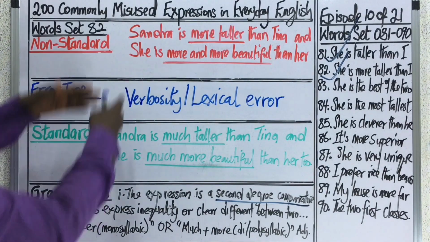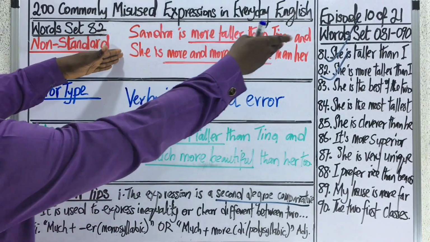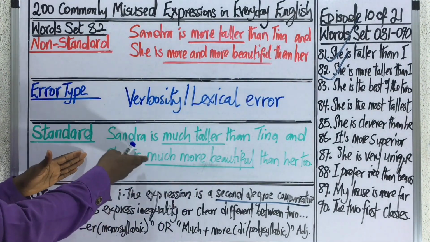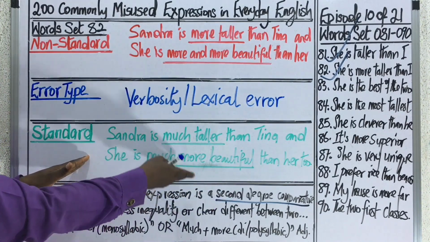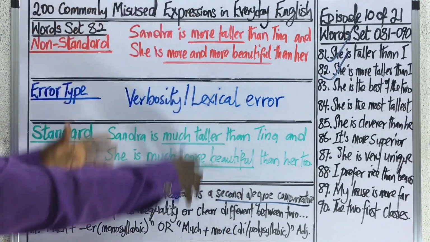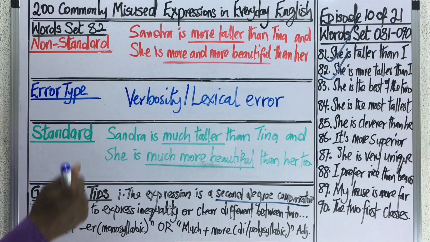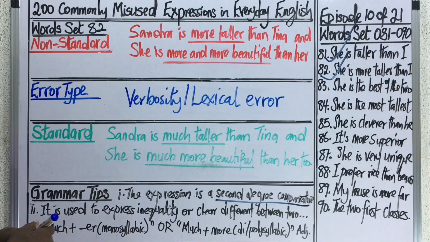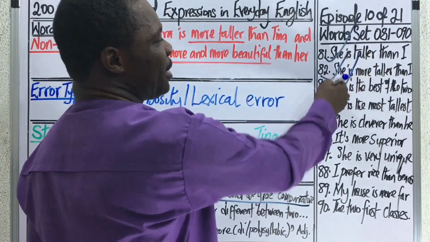So instead of saying Sandra is more taller than Tina and she is more and more beautiful than her, you could say Sandra is much taller than Tina and she's much more beautiful than her too. So this is how we can talk about this expression in everyday usage. Now let's go over our next word set, 83, which is: she is the best of the two.